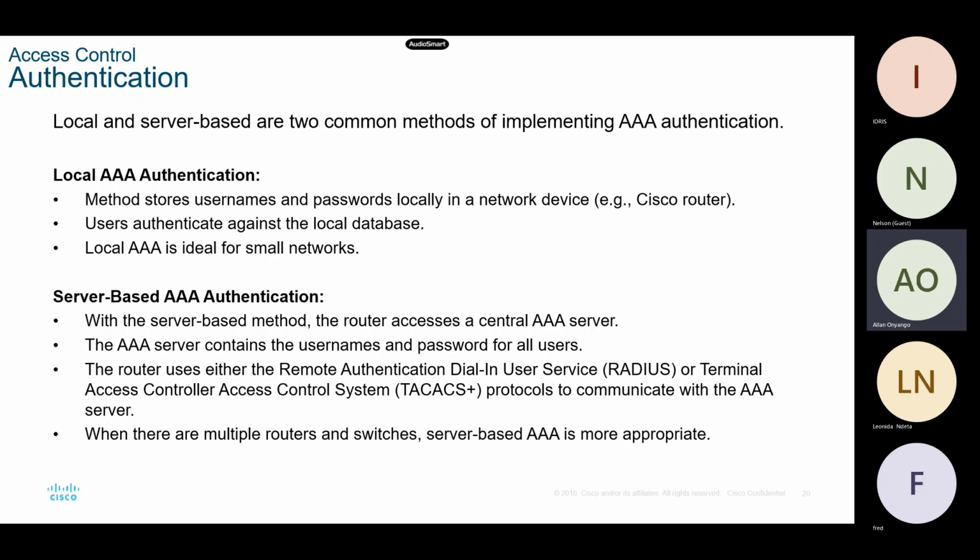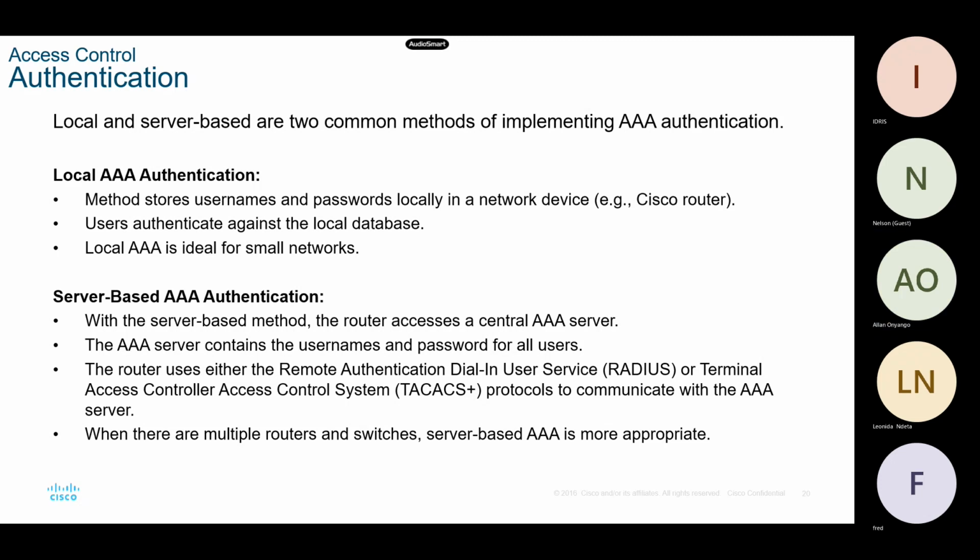The AAA server could be implemented in two ways. You might want to implement it locally within the router, where you create usernames and passwords within the router, just like SSH. This is normally for small networks. But for large networks, you might want to implement it outside of the router within a dedicated AAA server.